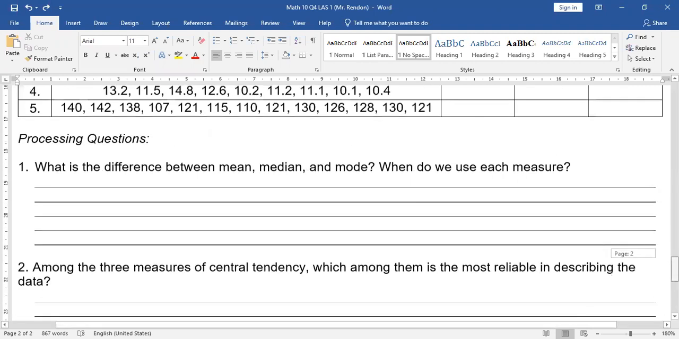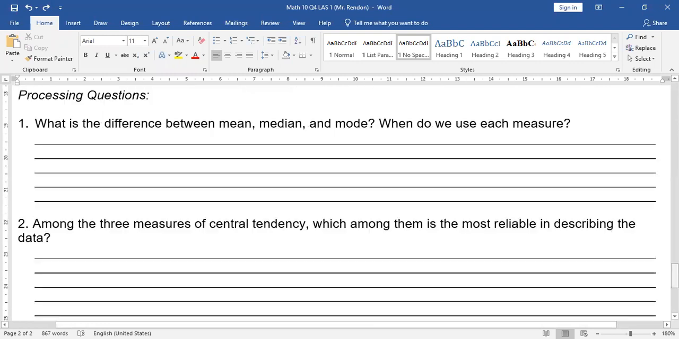Okay, then you have here 2 questions. The first one is, what is the difference? If you have truly understood the lesson, what is the difference between the mean, the median, and the mode? And when do we use each measure?